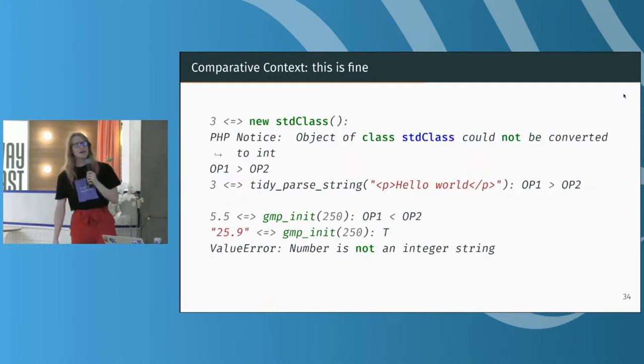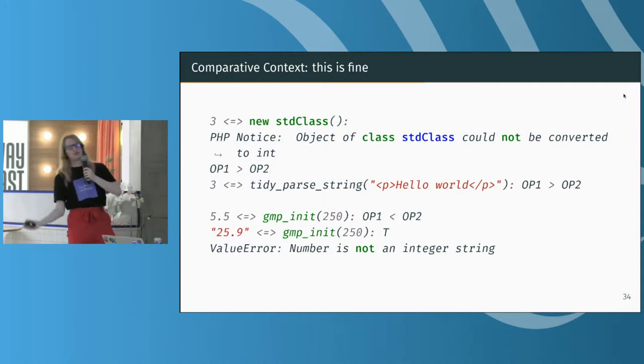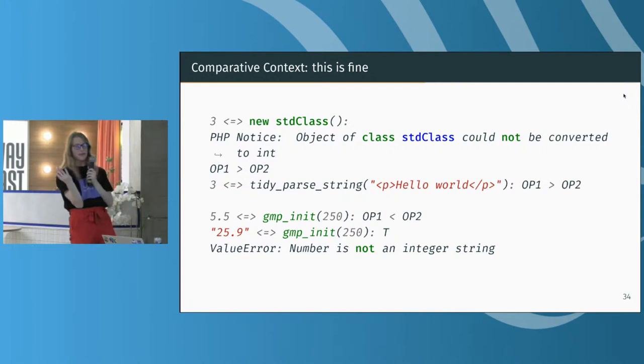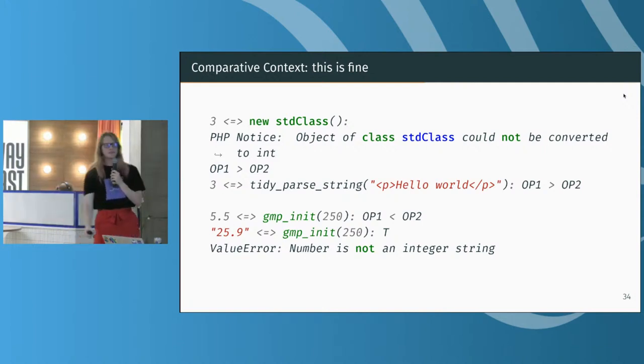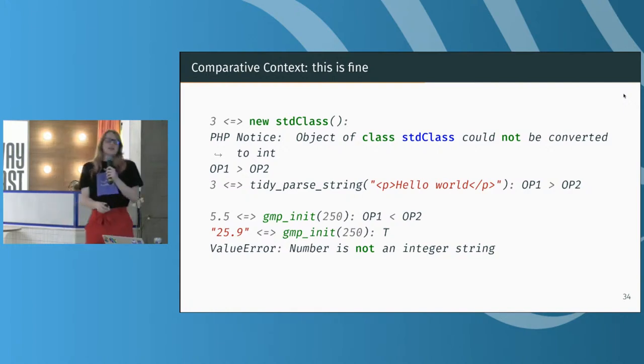Everything is fine. You can compare an integer to a class, in which case it will try to cast a string to an integer. Also, this is just a notice, not even a warning. It's just like, yeah, sure, whatever, not important. And because of the same shenanigans where tidy implements an integer cast, it actually works, so you can compare them for reasons. GMP, weirdly, again, because it implements its own compare handler, accepts floating point numbers, but does not actually accept a numeric string because it's not an integer string.